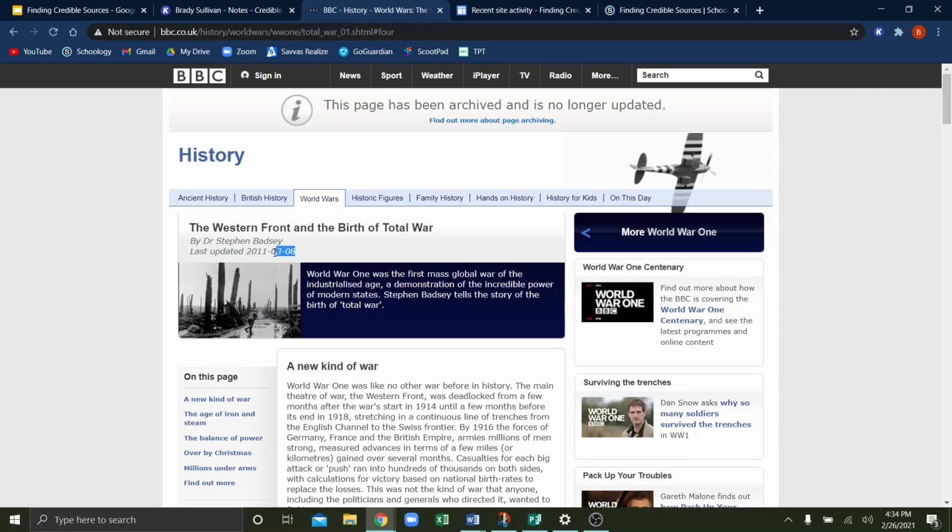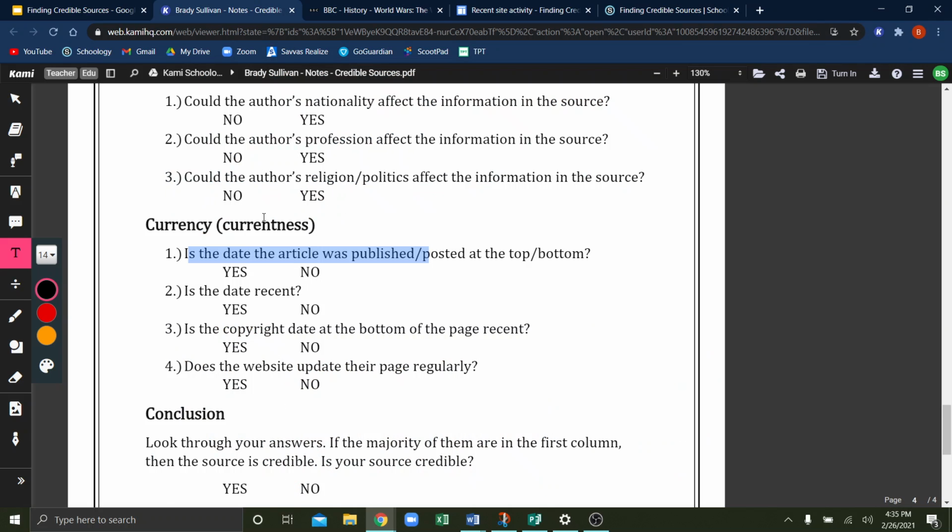Now, this is impossible to decipher because England uses a different system here. I think they use day and then month most of the time, whereas we use month and then day. But this is either March 8th or August 3rd, one of the two. We can't really tell. Either way, the thing that's important here is that this is from 2011. This is currently 2021. 2011 was 10 years ago. Could information have changed since then? Absolutely.